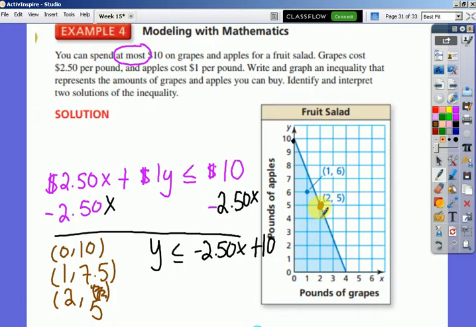Again, we're shading, and we find that any of these values in our shaded region will make this inequality true. So they put the value (1, 6), for example. If you plug in 1 for x and 6 for y, it will indeed be less than or equal to $10. So you can buy 1 pound of grapes and 6 pounds of apples. And then you can pick another solution in the shaded region, and that will work as well. 1 pound of grapes and 3 pounds of apples.